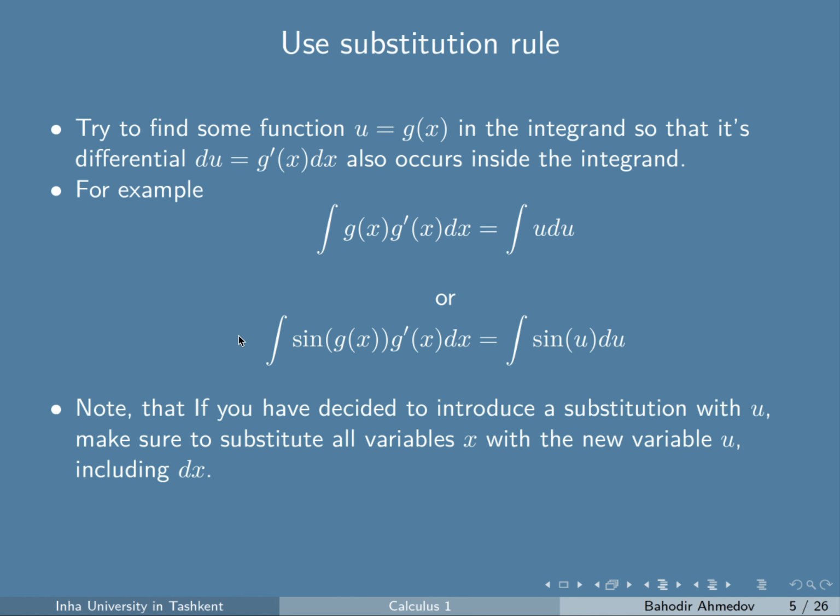Or for example, your function g of x is inside another function, sine of g of x, and at the same time the derivative of this function is still here inside the integration, including the dx, and we can just use the substitution. g of x is going to be u, and its derivative multiplied by dx is going to be du, right? Please note that if you decide to substitute the x with u, you have to substitute all the terms in the integration with the new variable, including this dx.